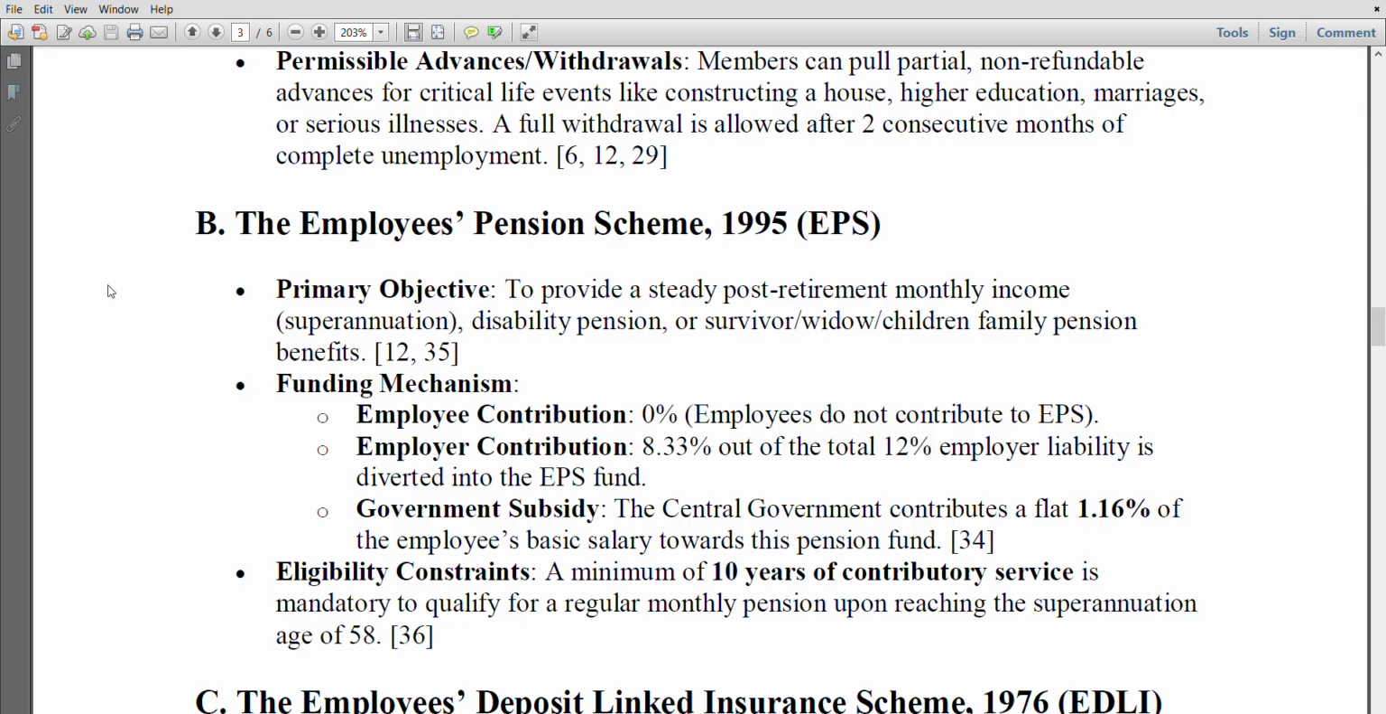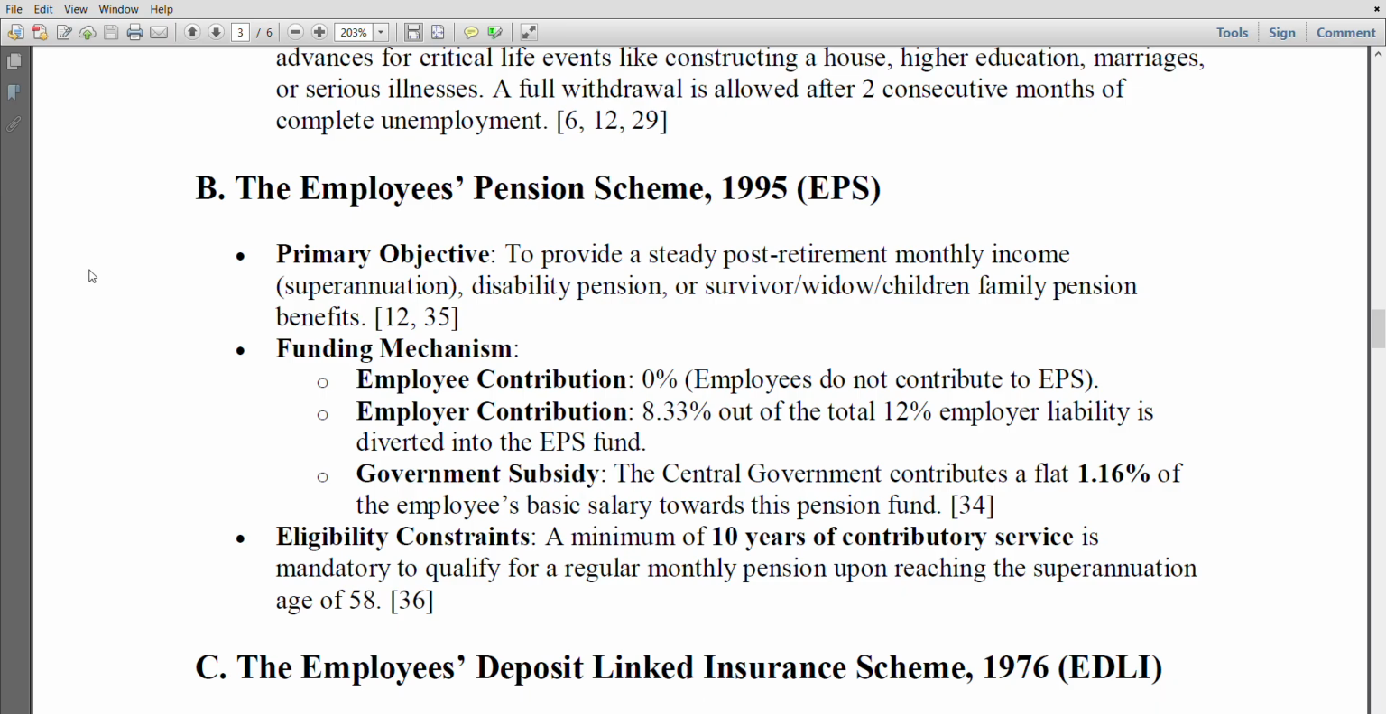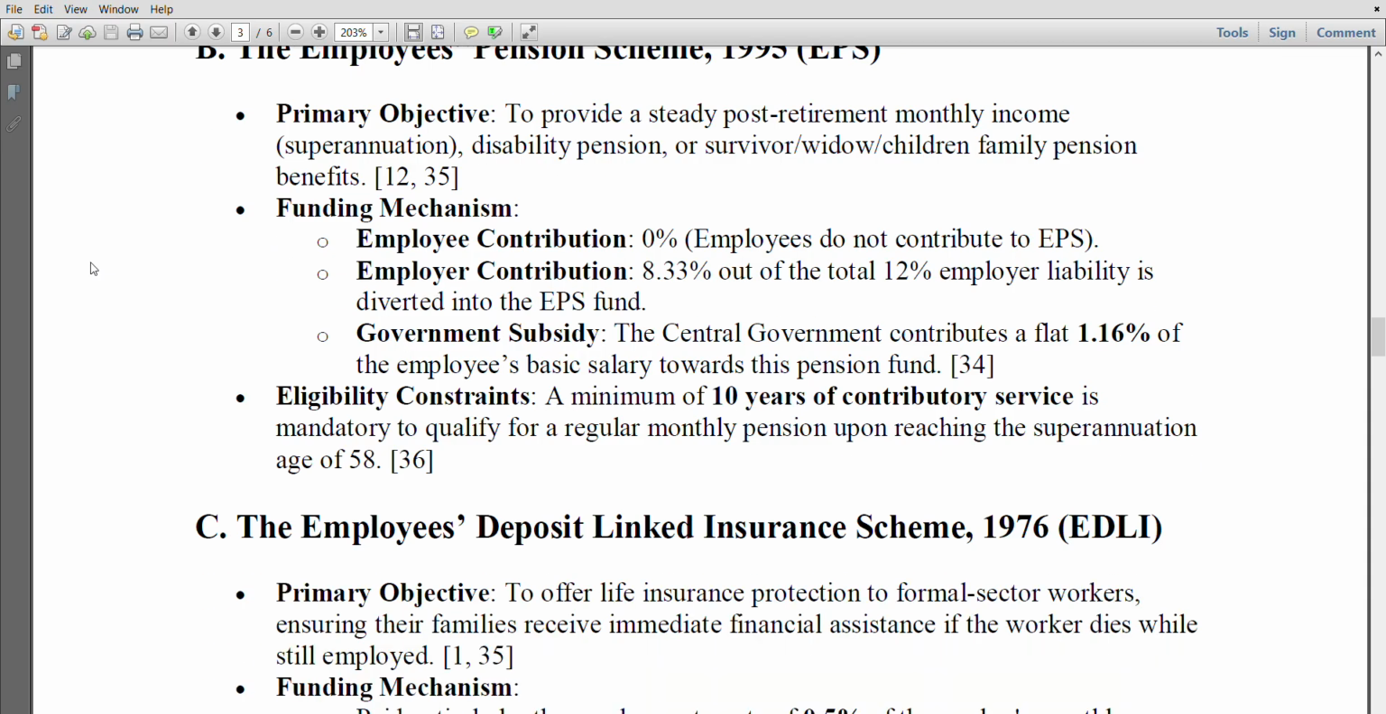Funding mechanism: employee contribution is 0%. Employees do not contribute to EPS. Employer contribution is 8.33%. Out of the total 12%, employer liability is diverted into the EPS fund. Government subsidy: the central government contributes a flat 1.16% of employees' basic salary towards this pension fund. Eligibility constraints: a minimum of 10 years of contributory service is mandatory to qualify for a regular monthly pension upon reaching the superannuation age of 58.